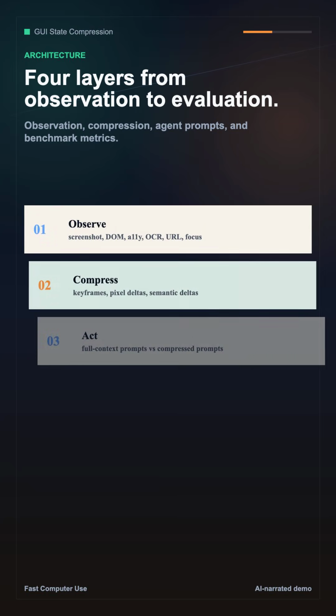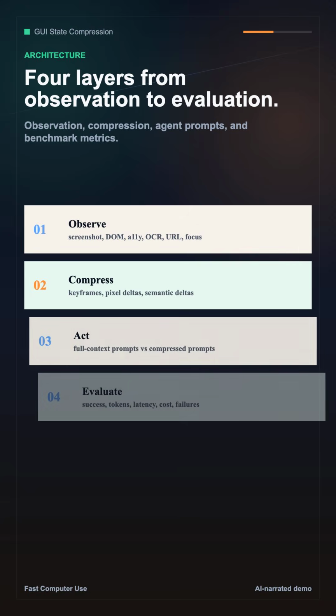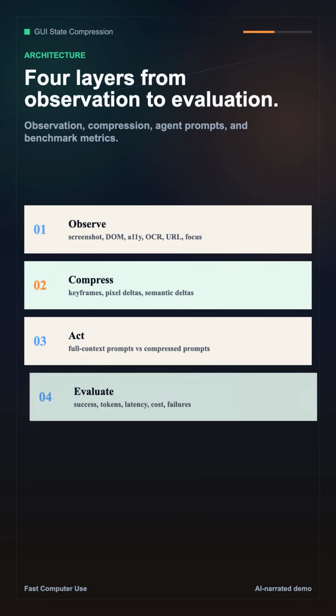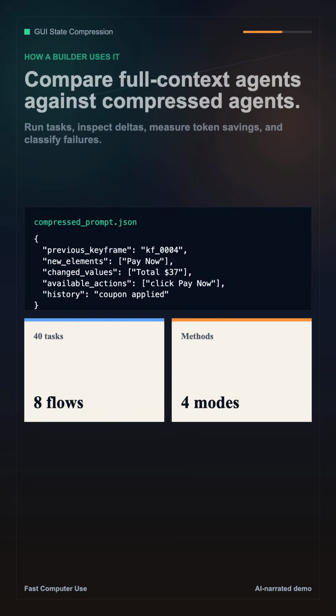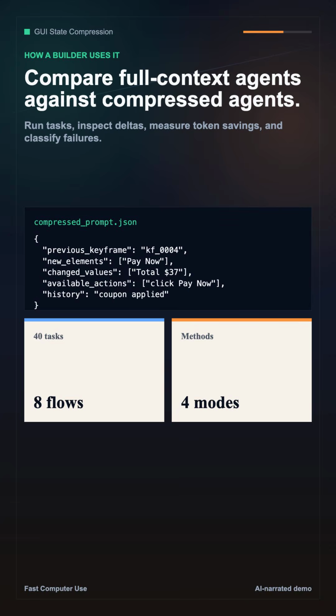The architecture has 4 layers. First, a GUI observation layer that represents screenshots, DOM-like structure, accessibility style nodes, text, URL, focus, and possible actions. Second, a compression layer that creates pixel deltas, semantic deltas, keyframes, and compact history. Third, an agent layer that compares full context prompts against compressed prompts. Fourth, an evaluation layer that measures success, tokens, latency, cost, model calls, errors, and recovery.